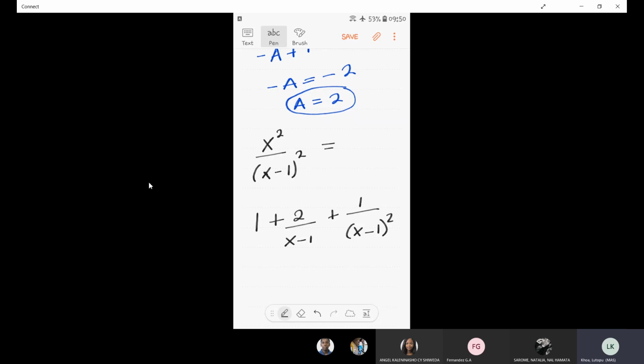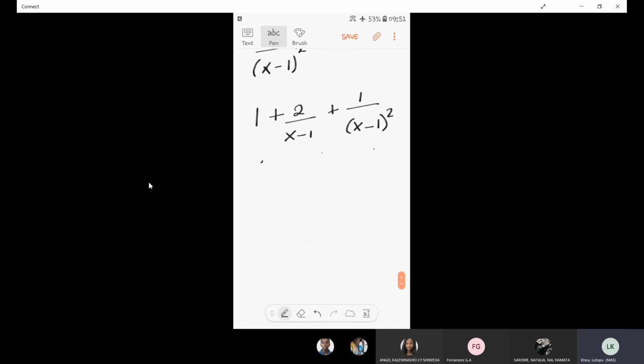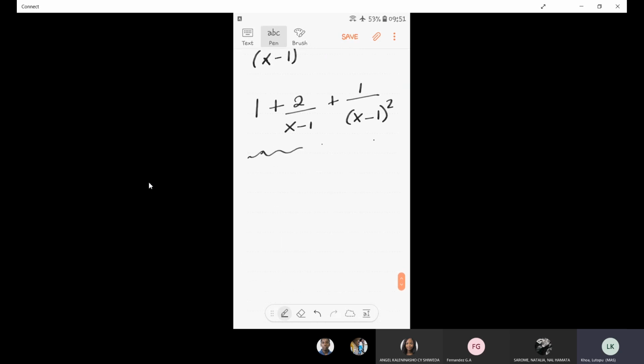It's always good to check by combining the three terms. So you combine this, that one, and see if you end up with what you started with. If not, then you need to check your calculations. Okay, then that is it on partial fractions.